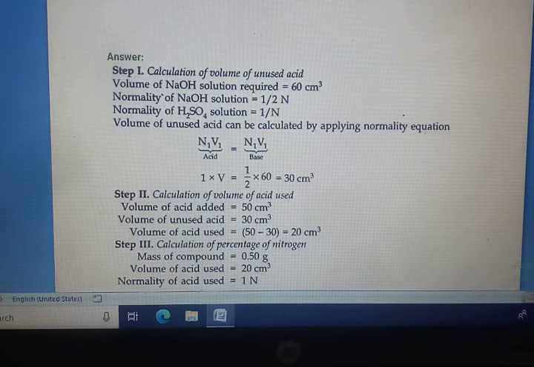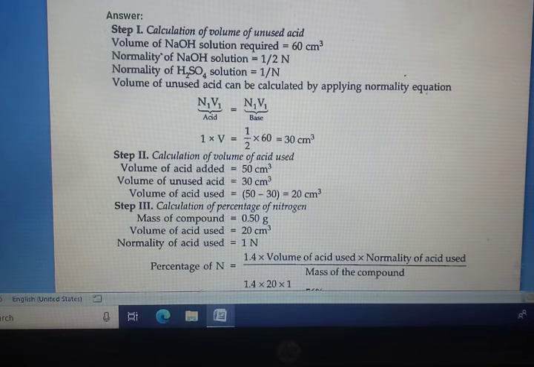Second step, you have to calculate the volume of acid used. Volume of acid taken is given in the question as 50 centimeter cube and unused is 30 centimeter cube. Right now we have calculated the unused one, that was 30. 50 minus 30, that is the acid used, that is 20 centimeter cube. Total was 50, 30 was unused, so used one will be 20.